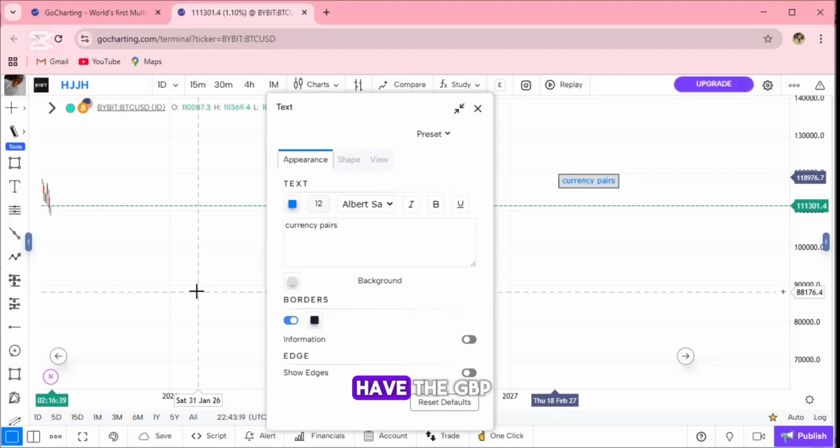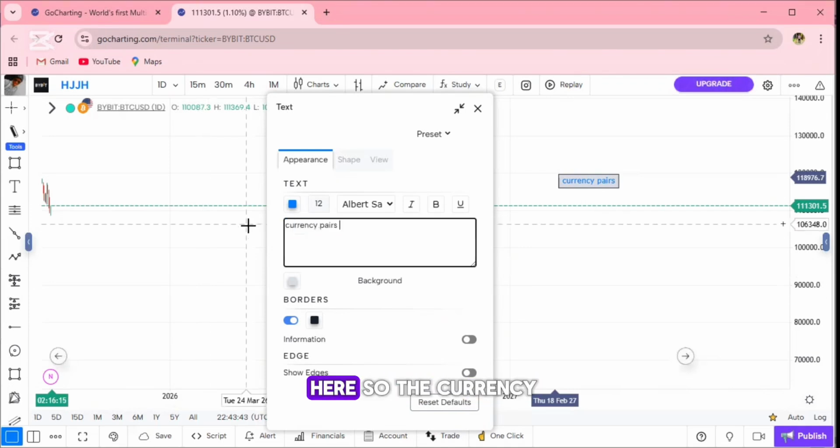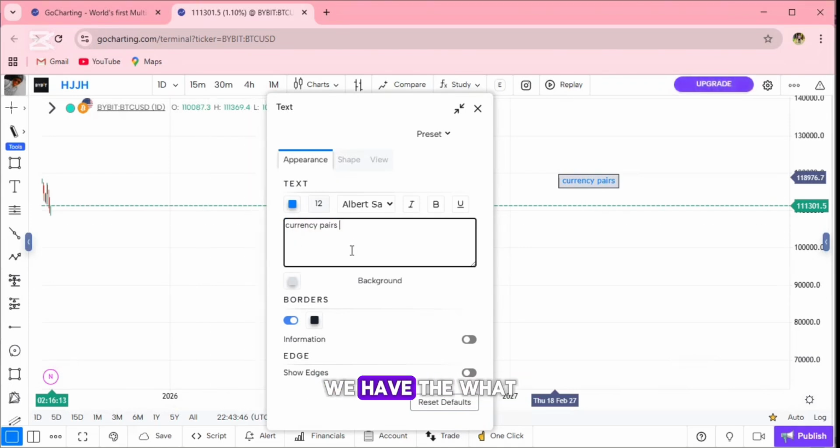That means we can have the GBP/USD, Great Britain pounds paired with the United States dollar. We have the EUR/JPY, Euro and Japanese yen. We have the USD/CAD, USD and Canadian dollar. Let me list it here. So the currency pairs we have, what?